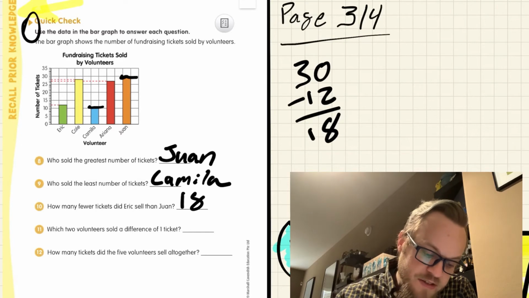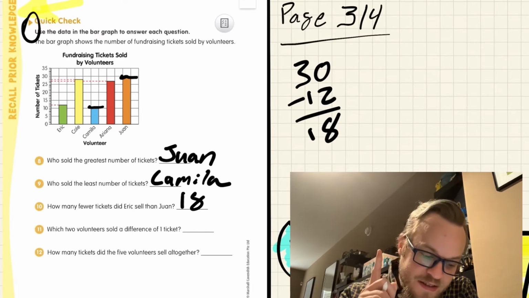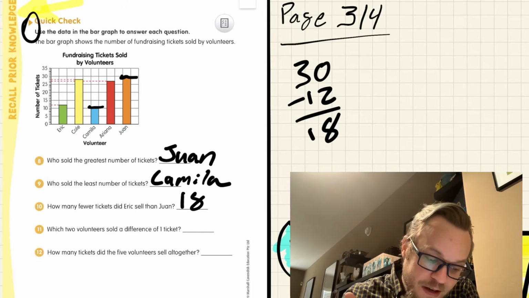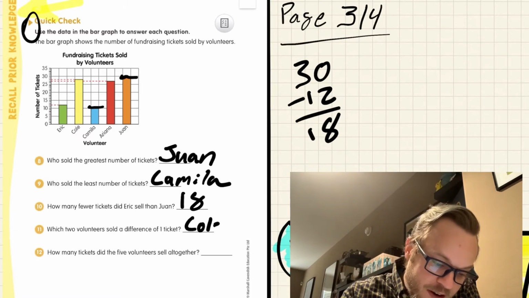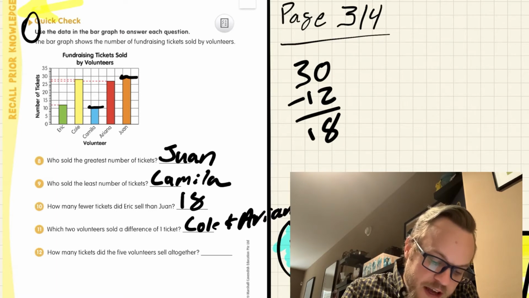Which 2 volunteers sold a difference of 1 ticket? So between them, there's only 1. Well, that would be Cole and Ariana, who are really close down there. Cole and Ariana.